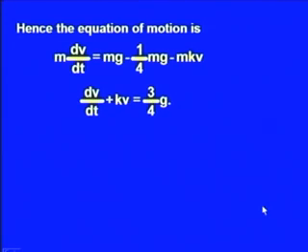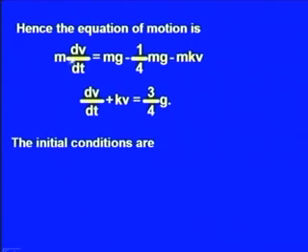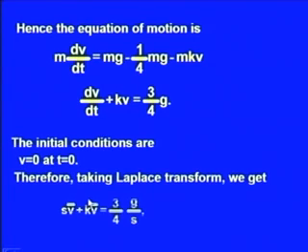and thus the equation of motion will be given by m dv/dt = mg − 1/4 mg − mkv. This is the resultant force acting on the body, and m dv/dt is therefore equal to the resultant force, which gives us the equation dv/dt + kv = 3/4 g after we divide the equation by m and simplify it. The initial condition is that at t = 0 the body was at rest, that is v was equal to 0. And let us now take the Laplace transform of this equation.